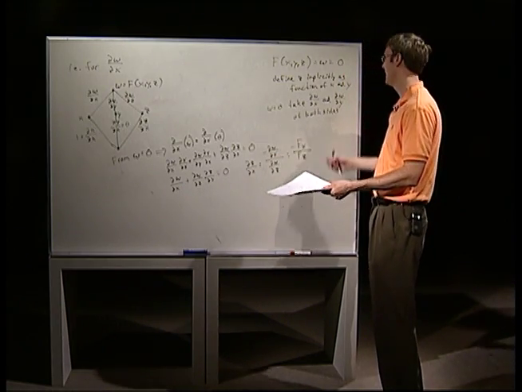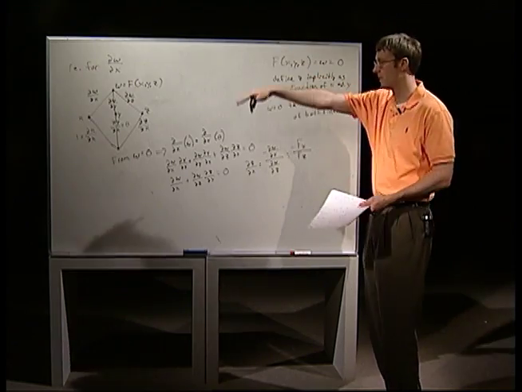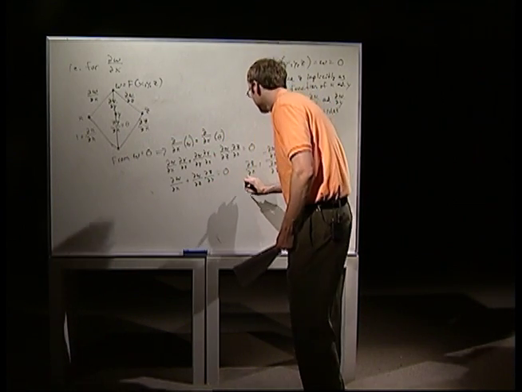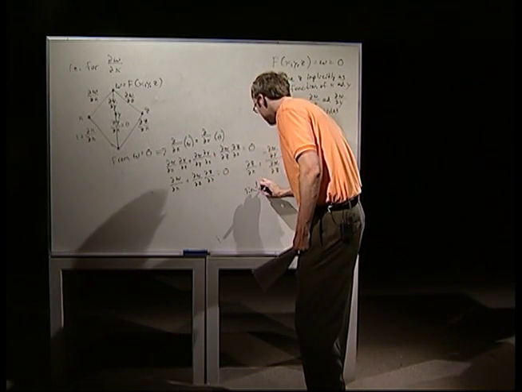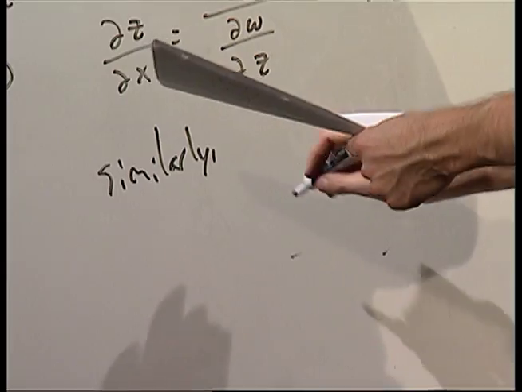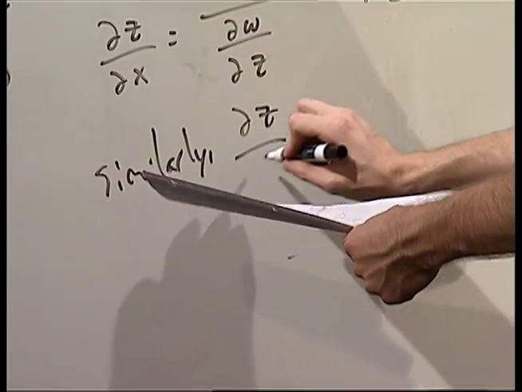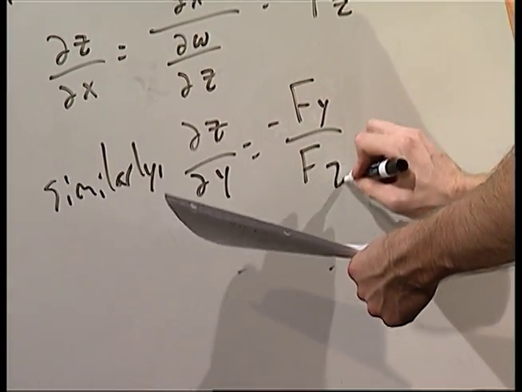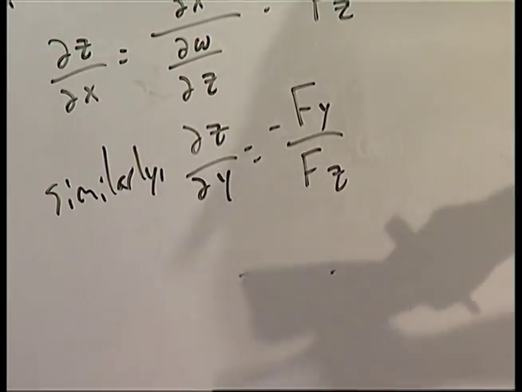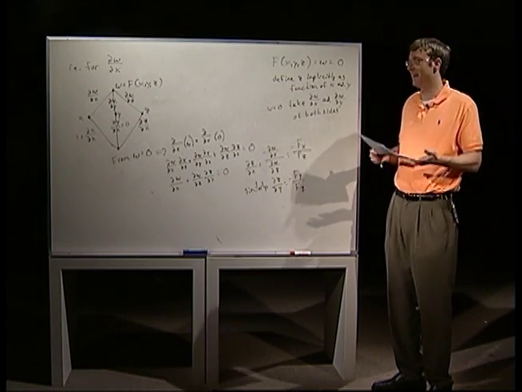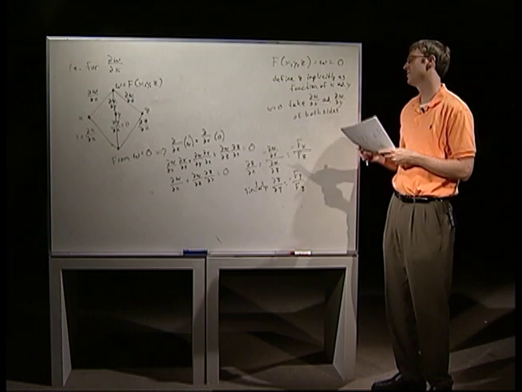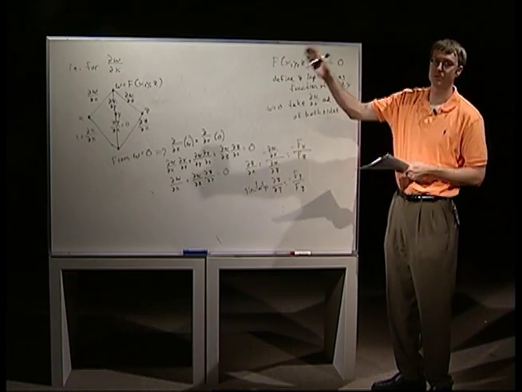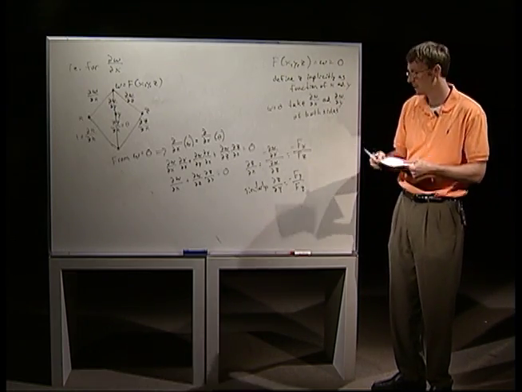And also, we could play the exact same game with partial w, partial y, draw the same picture. This time, this guy is 0, this guy is 1. So let me say similarly, it's a good exercise to check this on your own. Partial z, partial y is going to be negative fy over fz. Like that. That's a nice result. And we can keep on doing this for as many dimensions as we want to. Just draw the picture. Look at the way things are going. Lots of things will cancel out and you get what you want.